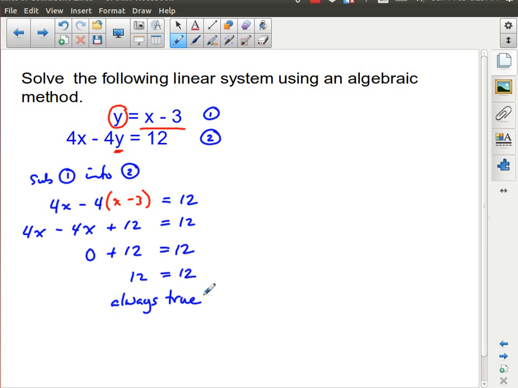So always true means we have an infinite number of solutions. No matter where you go on these lines, you have a solution. That's essentially what this is saying. So we have an infinite number of solutions.